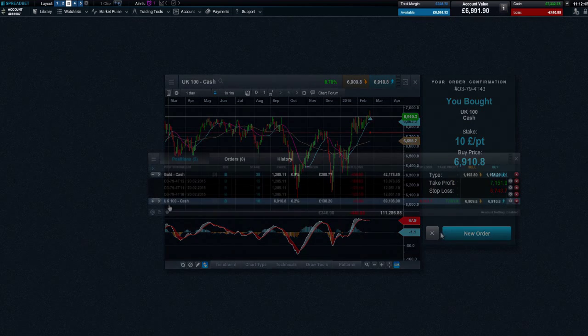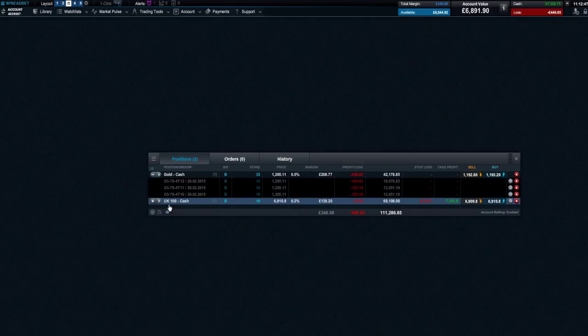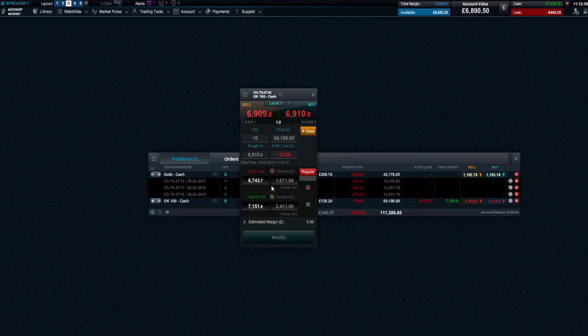Once your trade is live, you can see it updating in real time in your account window. Trades are listed by product name, showing the direction of the trade, the stake, and your real-time profit or loss. You can also edit and add stop loss or take profit orders here, and close out of the position quickly right here.